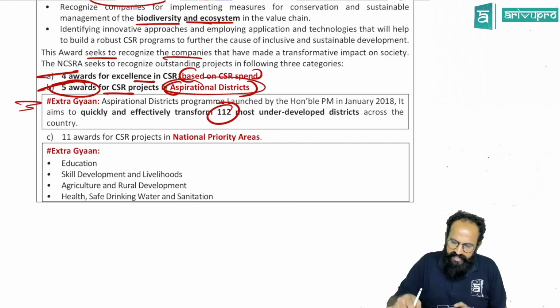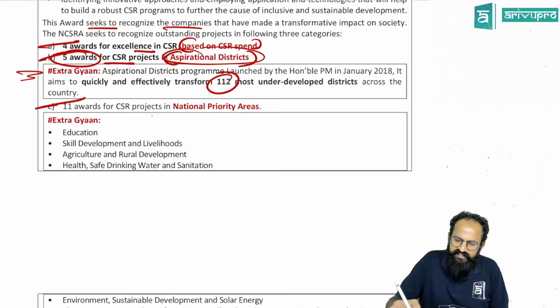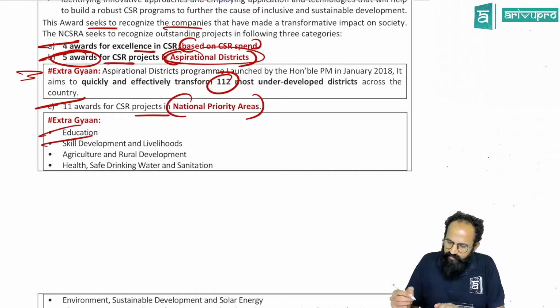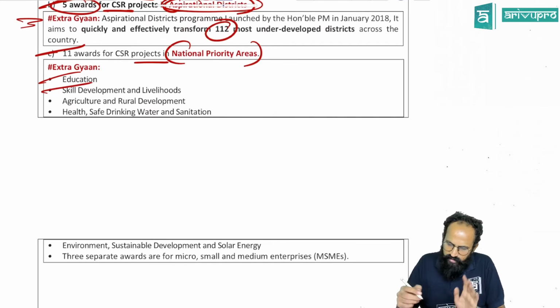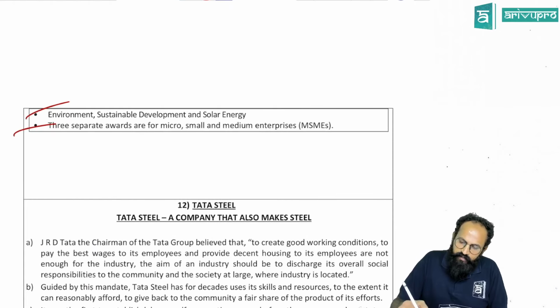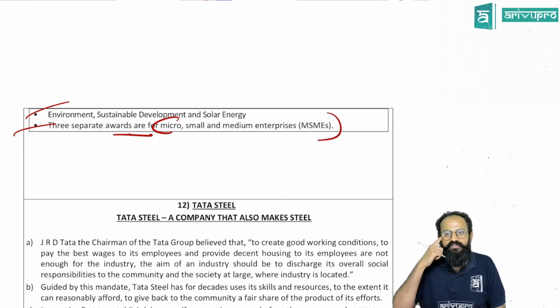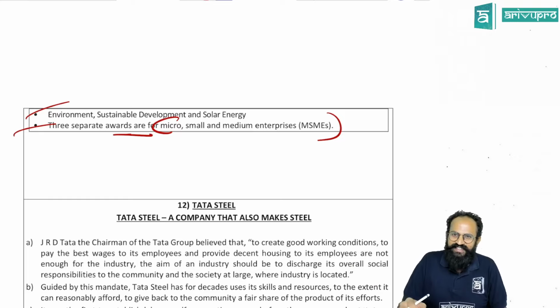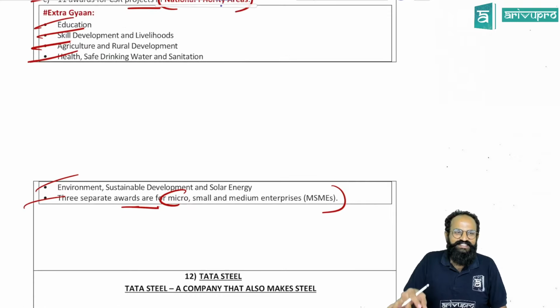Yes, sir. Next one, sir. 11 awards for CSR projects in national priority areas. What is national priority? Education, skill development. Women development is not there, no? Okay. Agriculture, health, environment, 3 separate. Next one. 3 separate awards are for micro, small, medium enterprises, MSMEs. For them, we have reserved 3 awards. There also reservation. Yes, sir.